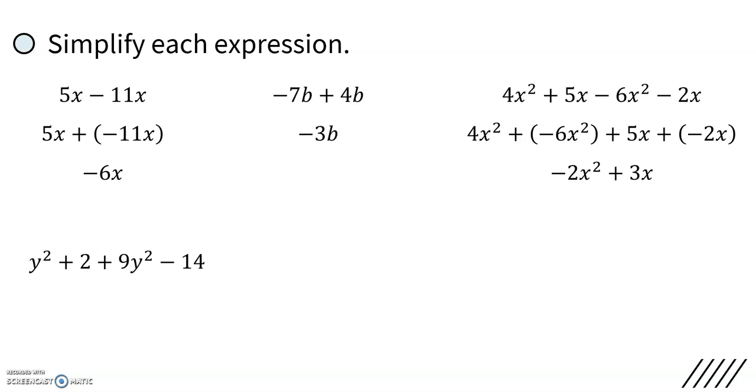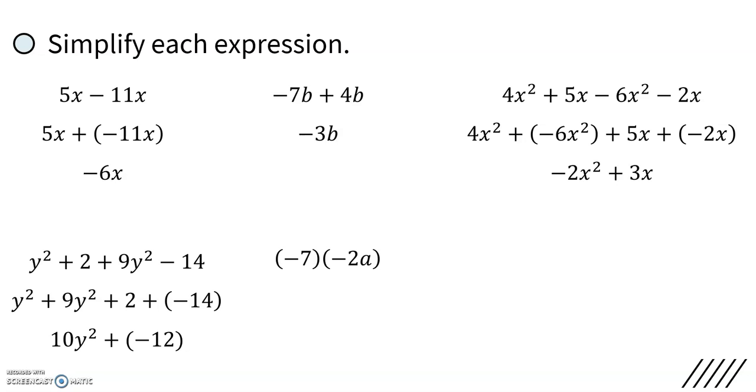y squared plus 2 plus 9y squared minus 14. That y squared is really 1y squared. We'll rewrite with regrouping: y squared plus 9y squared plus 2 plus negative 14. Combine like terms: 10y squared plus negative 12.